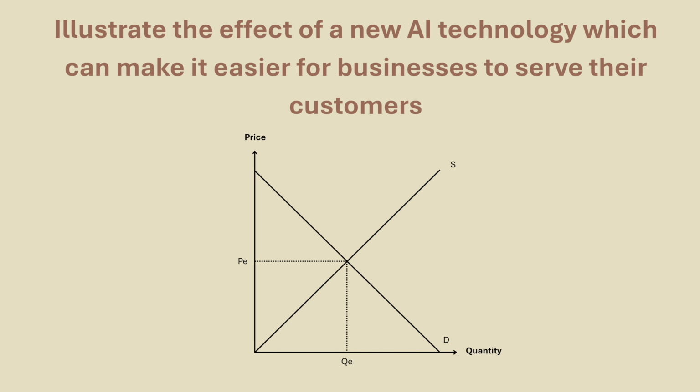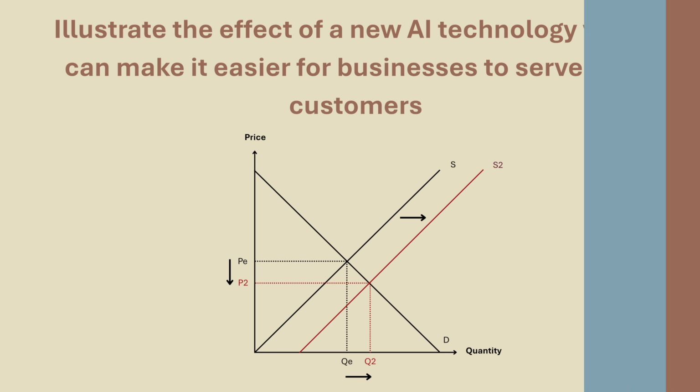Illustrate the effect of a new AI technology which can make it easier for businesses to serve their customers. If there is a new AI tool which makes it easier for businesses to serve their customers, then businesses can spend more time doing other things, and so increase their production. So supply increases, shifting the curve to the right.